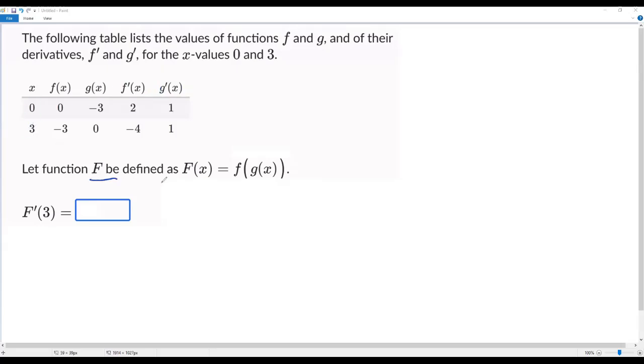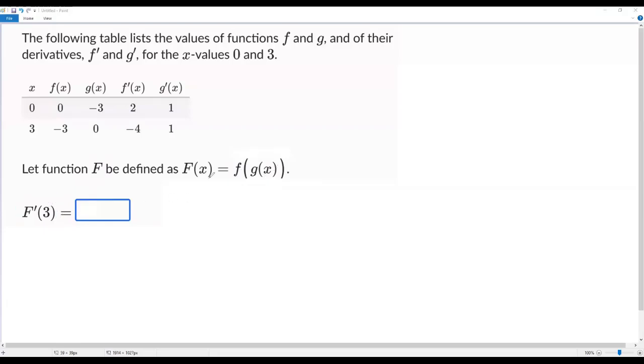Let function capital F be defined as F of x equals lowercase f of lowercase g of x. This is a composition of two functions, lowercase f and lowercase g, and we have to find the value of capital F prime of 3. That is, we have to find the first derivative of this capital F, and then plug in x equals 3. Then we have to evaluate this.